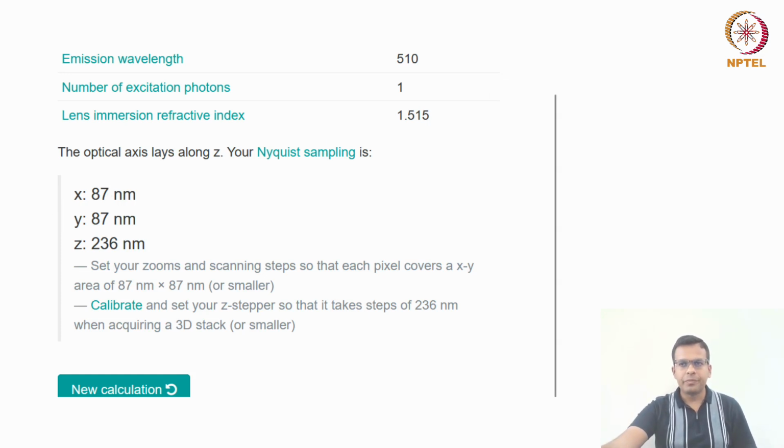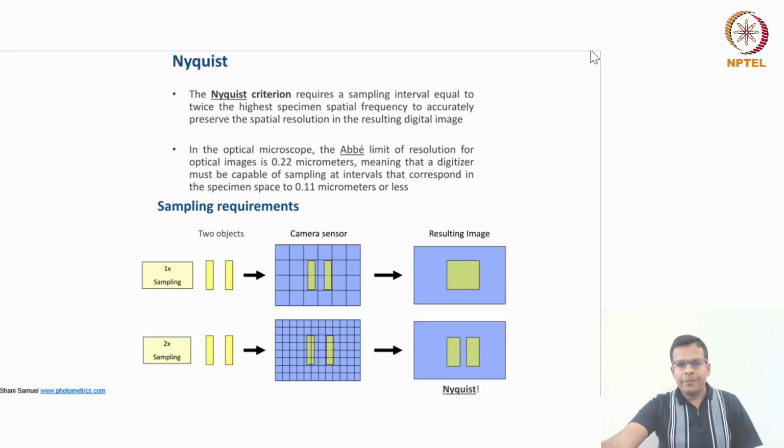Okay, let us go back. If you adjust your zoom or the magnification in such a way that 87 nanometer of the sample is projected on your camera pixel, then only you can see the resolved structures like this. Otherwise, you will see this kind of resulting image.